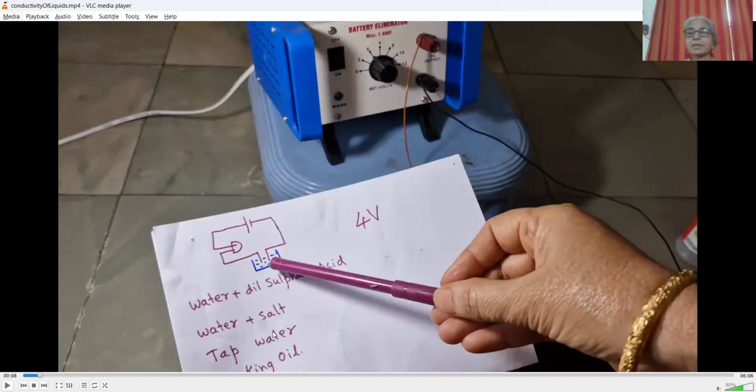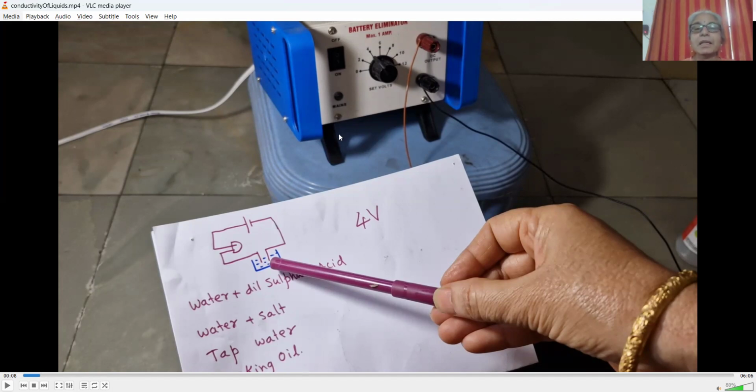We are going to test water, not just pure water, but water with a few impurities added to it. First, I will check water with a few drops of dilute sulfuric acid added to it. Then we can check water with a little bit of salt, or ordinary tap water, and see if these liquids allow electricity to pass through.